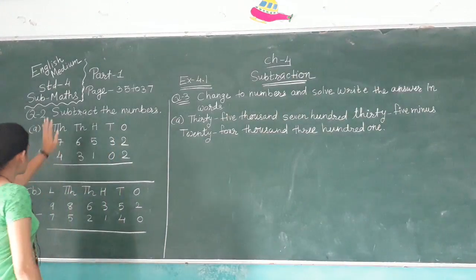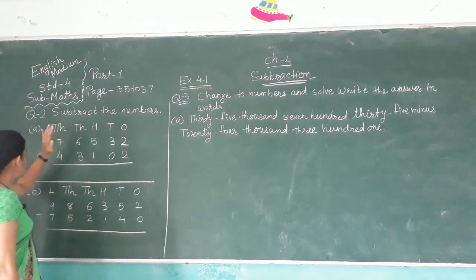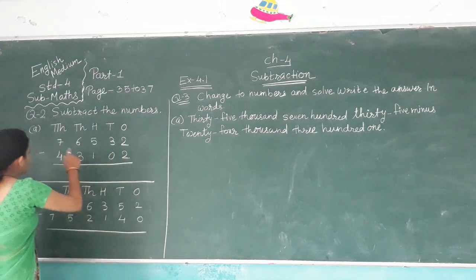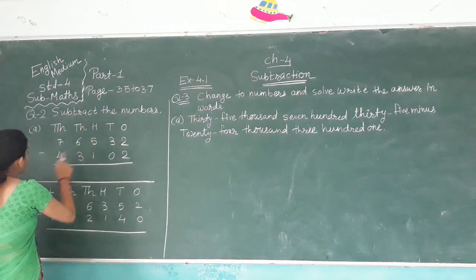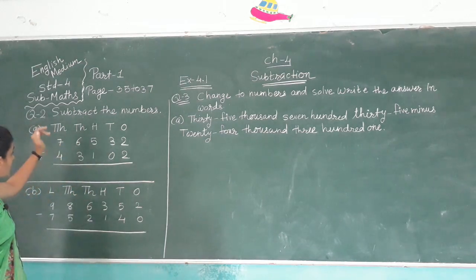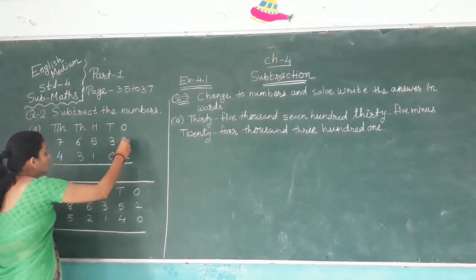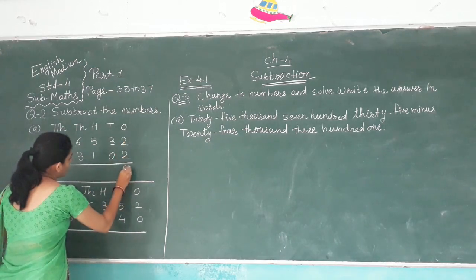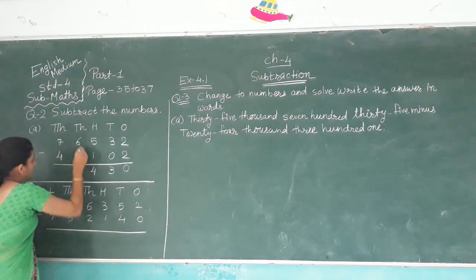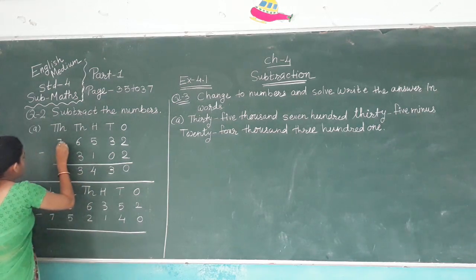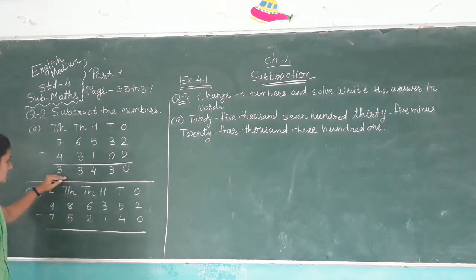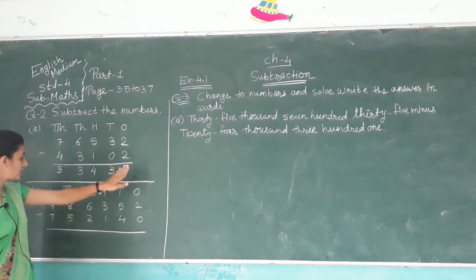Now next question. Subtract the numbers. Here ten-thousands place, thousands place, hundreds place, tens place and ones place. 76,532 minus 43,102. The given sum is a without-borrowing sum. So 2 minus 2, here 0. 3 minus 0, 3. 5 minus 1, 4. 6 minus 3, 3 and 7 minus 4, here 3. So we get answer 33,430. Now next one.